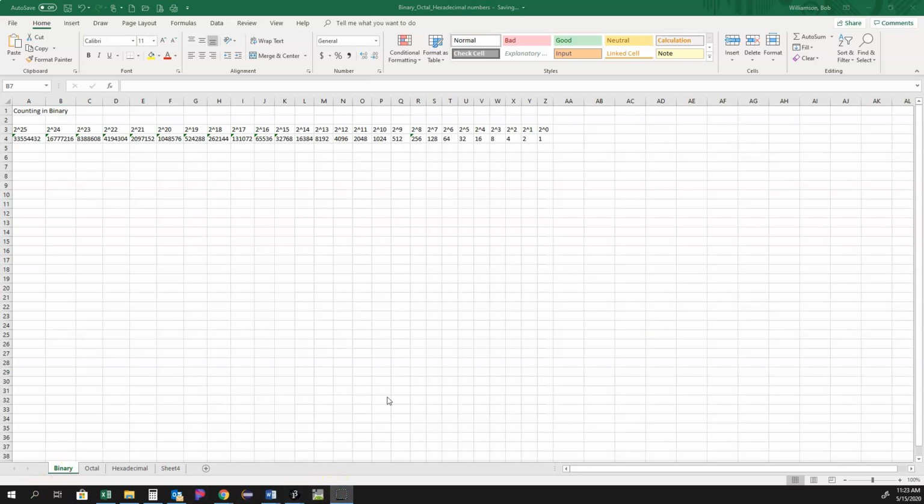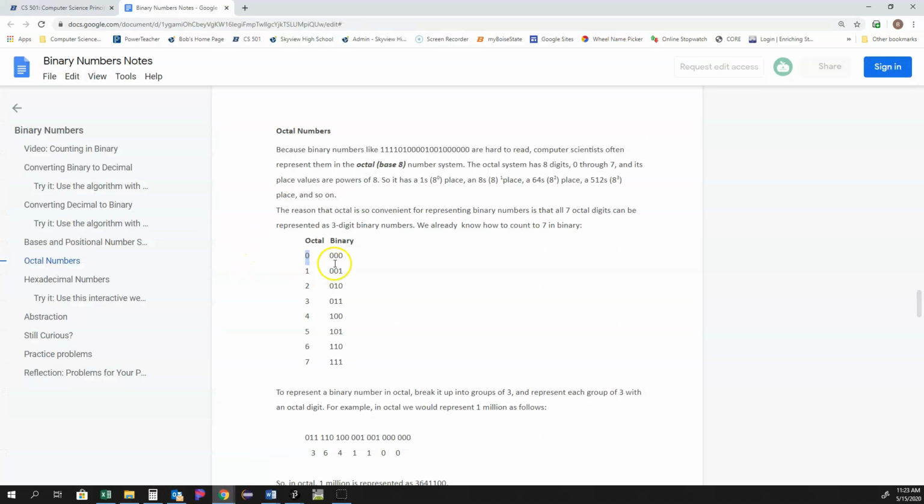If we have a number that we want to convert from binary to octal, we need to group these. We need to take a look at this a little bit closer here. So on our binary, 000 is still 0. Now, if I'm converting this, 1 in binary is 001. 2 in binary is 010. 3 in binary is 011.